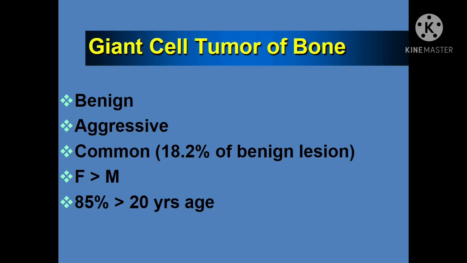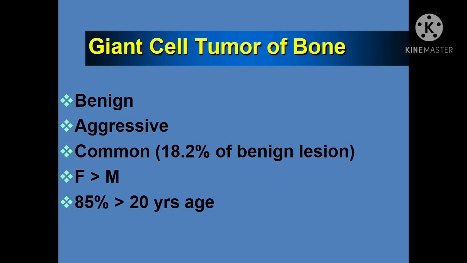Today we are going to talk about giant cell tumor of the bone. Giant cell tumor of bone is a benign tumor, one of the common bone tumors, but it is aggressive in nature. It is commonly seen in females and in the third decade of life. More than 85% of cases occur in the third decade of life, almost never before 20 years of age.